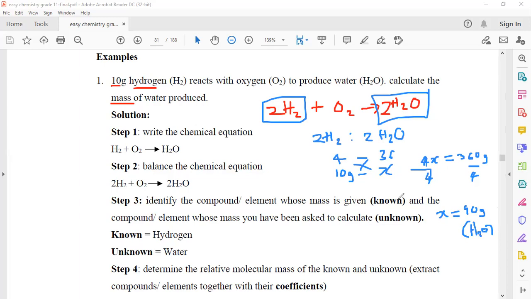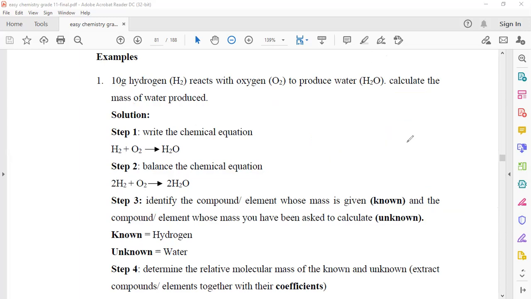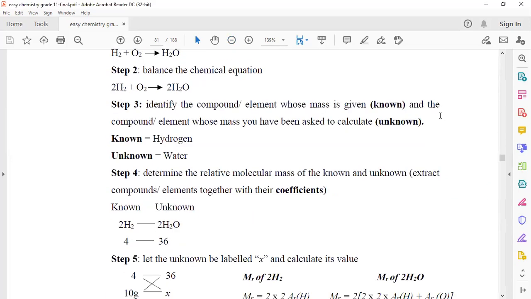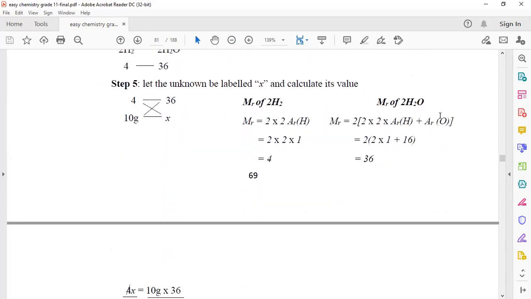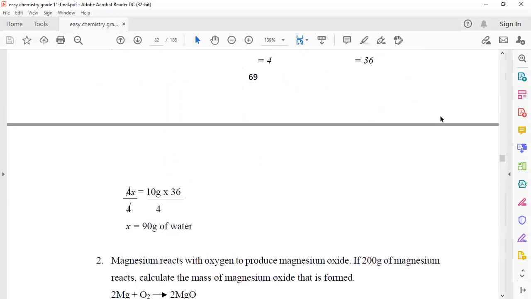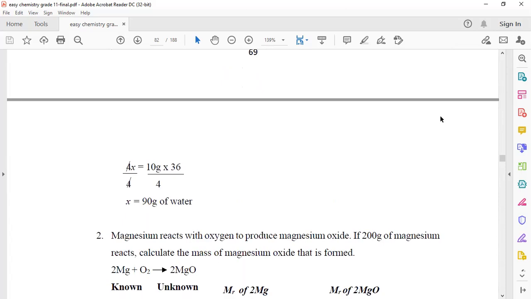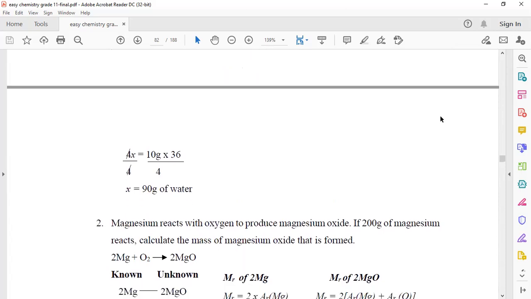So it's a very simple procedure. Just make sure that you pay attention to the coefficients. So you pick the element or the compound together with its coefficient. So after doing the calculation, you find that you get 90 grams of water. So you can look at different questions.